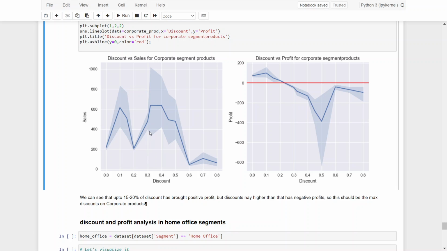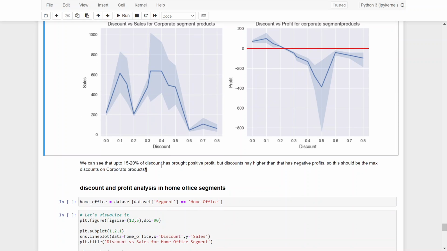of discount has brought positive profit, but discounts higher than that bring negative profits. So this should be the max discount on the corporate products. If you give more than the max discount, as you can see, it results in losses.